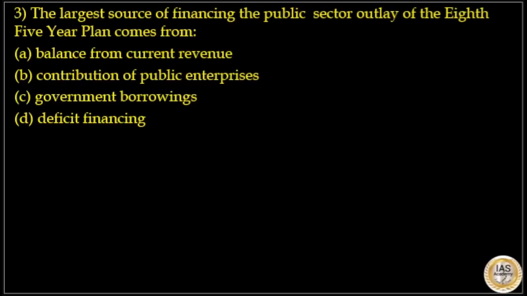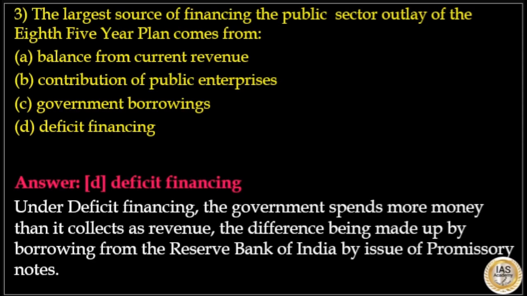Next is, the largest source of financing the public sector outlay of the 8th 5-year plan comes from. Options are balance from current revenue, contribution of public enterprises, government borrowings and deficit financing. Here the answer to this question is option D, deficit financing. Under deficit financing, the government spends more money than it collects as revenue, the difference being made up by borrowing from the Reserve Bank of India by issue of promissory notes.